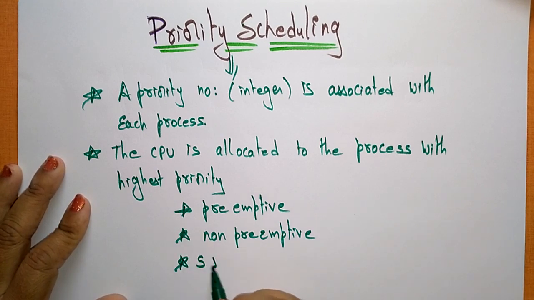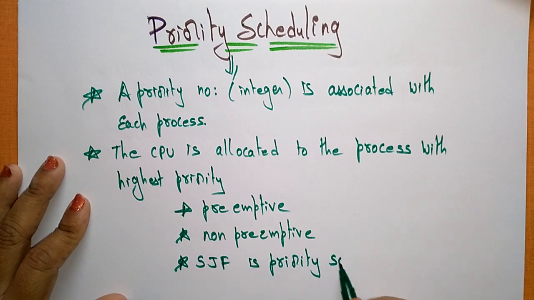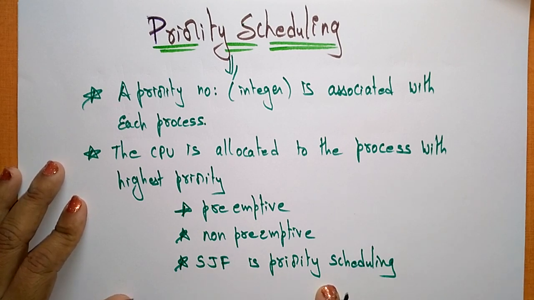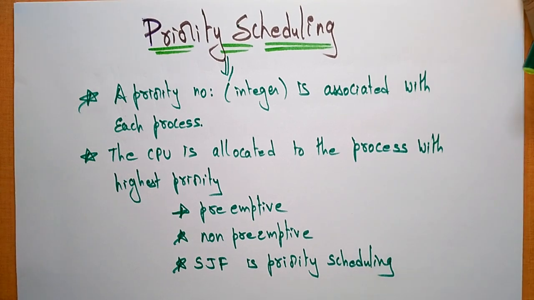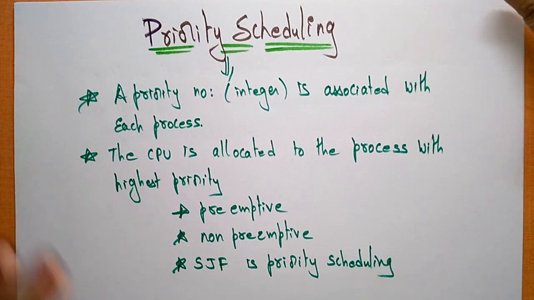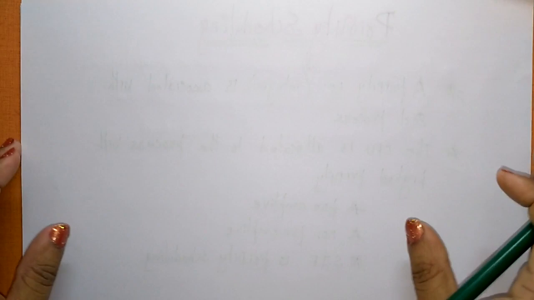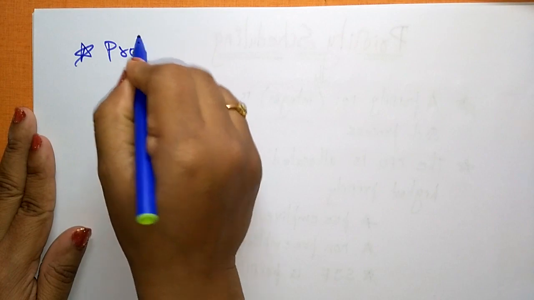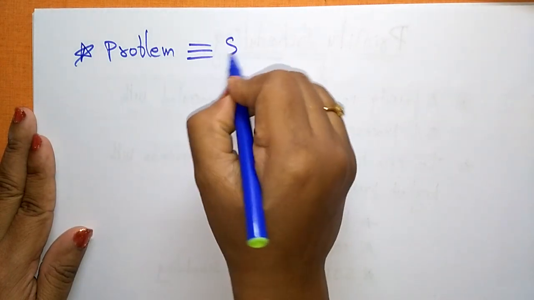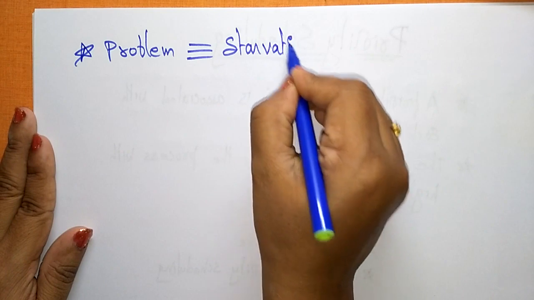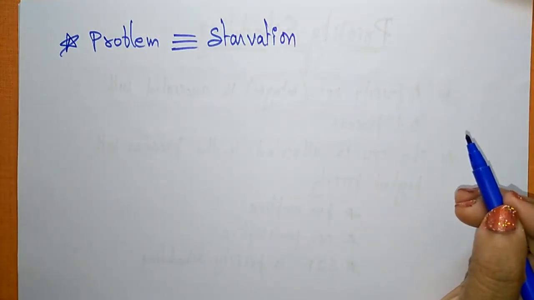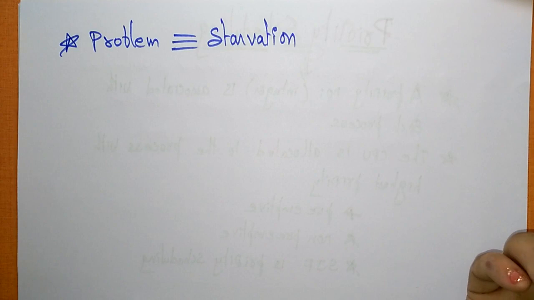Shortest job first is priority scheduling, but in reverse order, meaning it takes the smallest one first. The shortest job first is priority scheduling where priority is the inverse of the predicted next CPU burst time. And here in priority scheduling, you come across a problem. What is the problem? The main problem is starvation.